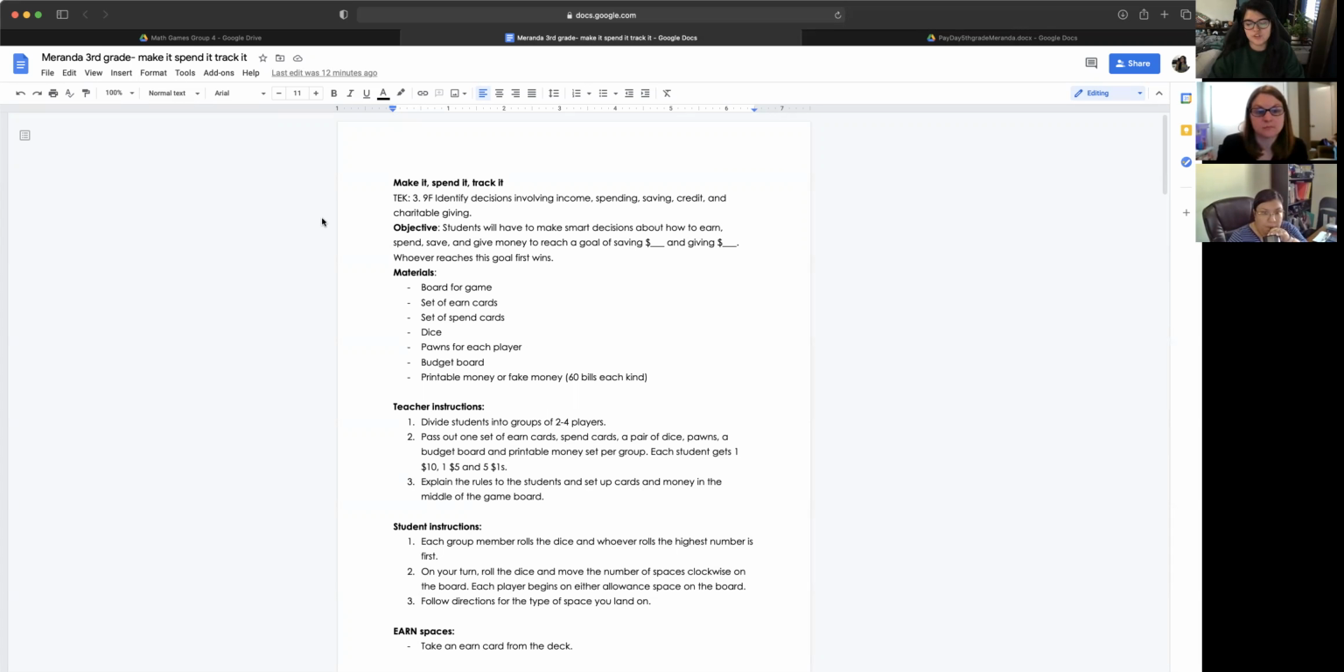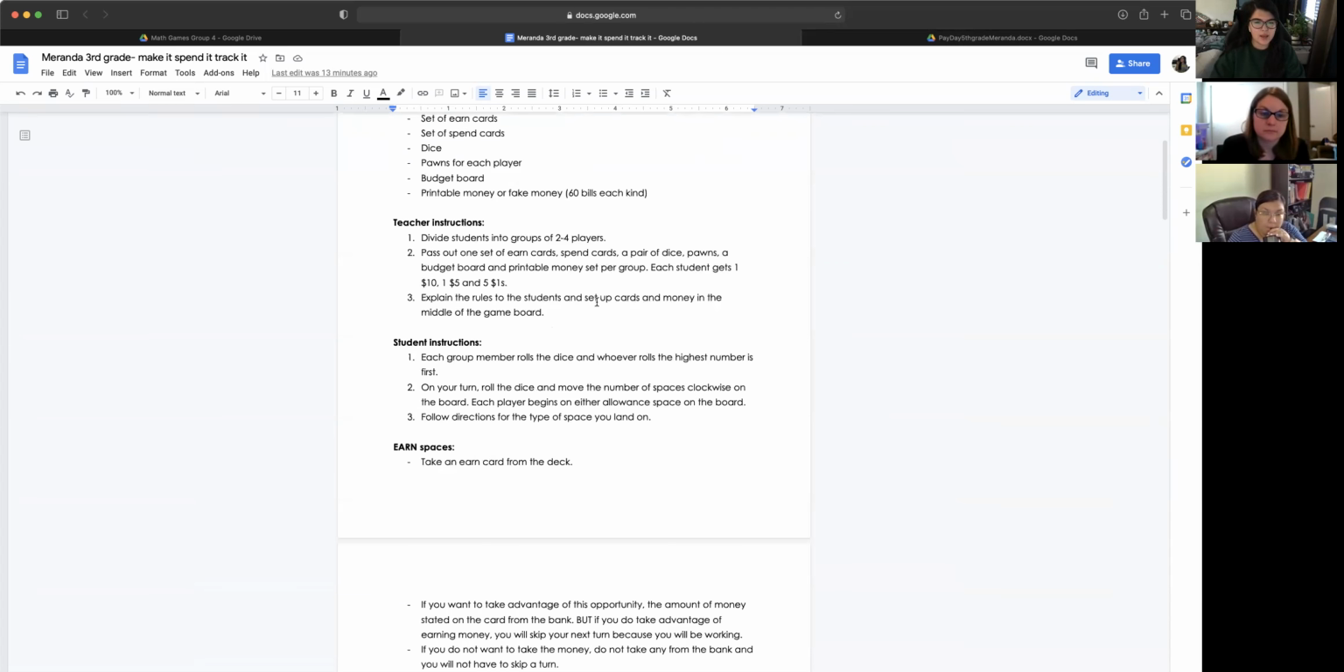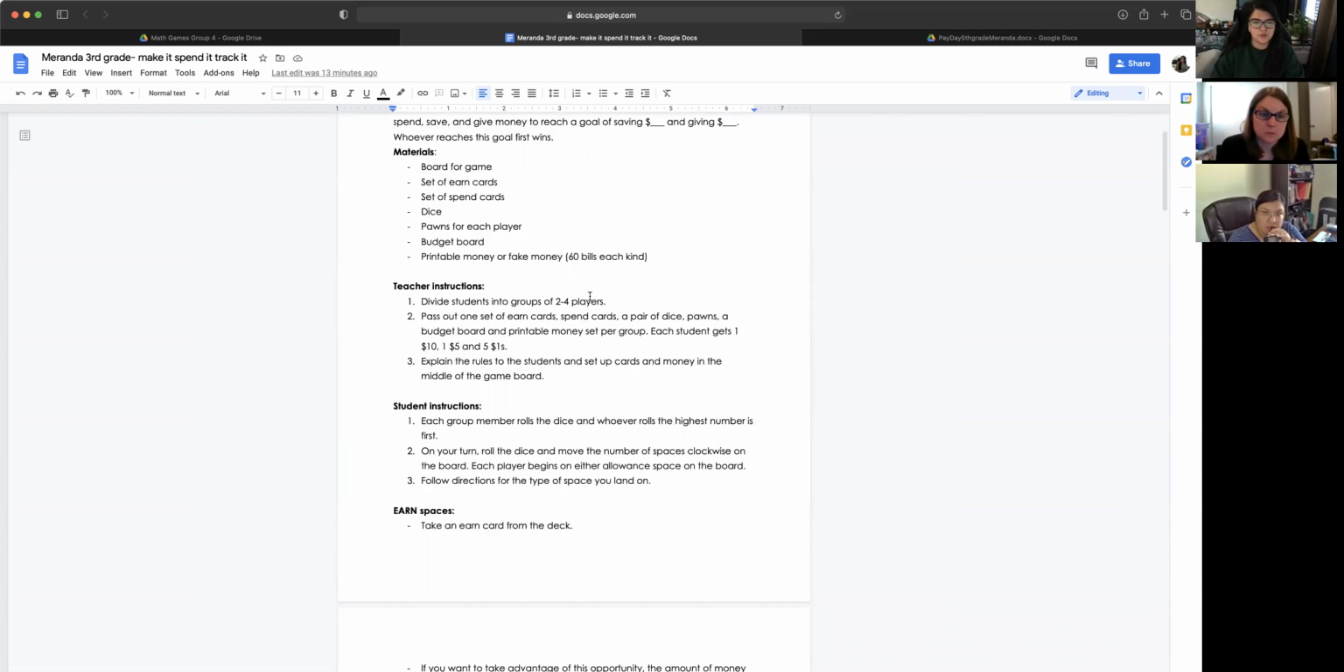Depending on what your students need, you as a teacher can set the goal however you like, but it's basically saving this amount and giving this amount. The original game said saving $100. That may be a longer game, but you can make it smaller, $50. And for charitable giving, they'll have to give maybe $20, $25. The board game will help with that. Whoever reaches this goal first wins the game. This can be played with 2 to 4 players.